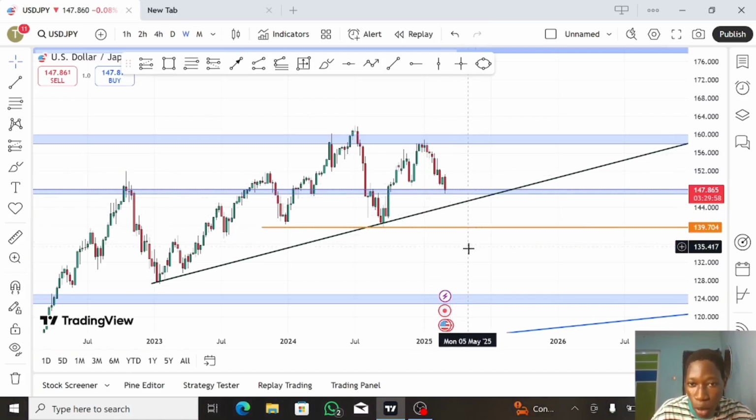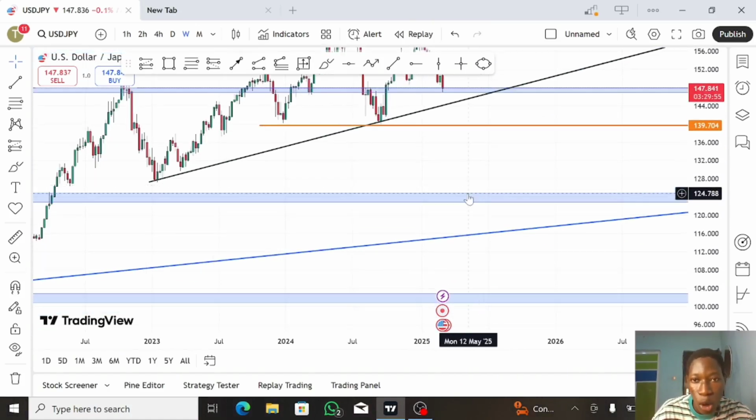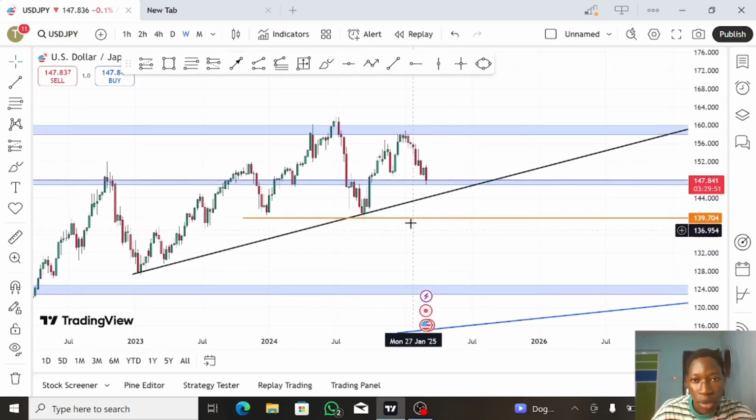And if it breaks this level, just know that the market is going to continue falling to the downside. But let me not say anything. As long as it stays below this zone, it is going up. As long as it stays below this zone, it is still going up. But as you can see, the market is still coming down. This already is a downtrend.